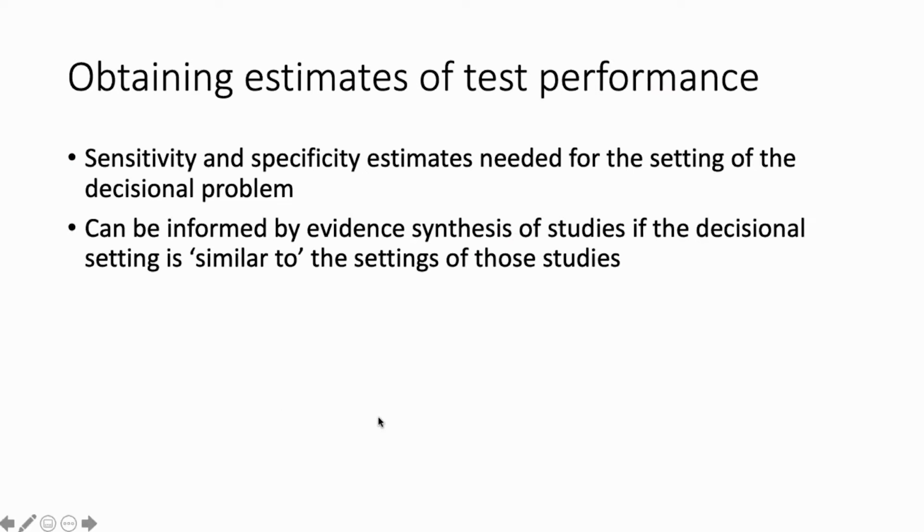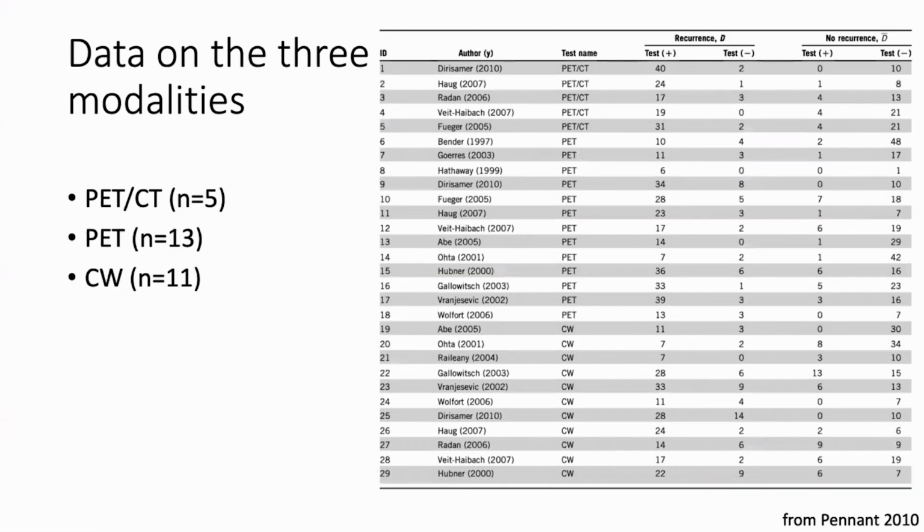So obtaining estimates for test performance can be informed by an evidence synthesis of studies that already exist if the decisional setting that we deal with is similar to the settings of those studies. And this similarity proposition is the one that I would like to delve a bit into with some more detail.